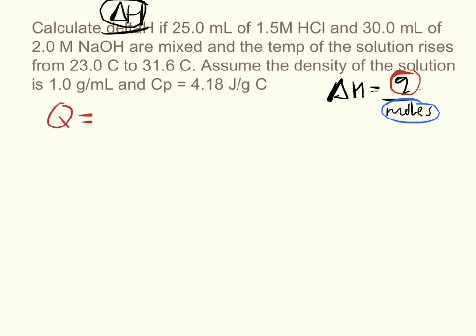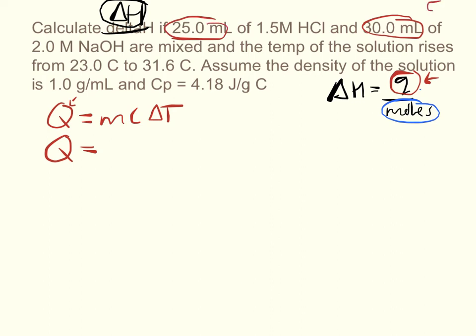Well, we know Q is equal to mc delta T, and just to be clear, there's no difference between this capital Q and this lowercase q. Same thing. Well, the mass, I'm not given any masses, but I am given the volumes, 25 milliliters and 30 milliliters. So if I'm talking about the total solution, I've got to combine those. That gives me 55 milliliters. And if I know that the density is 1 gram per milliliter, that means every milliliter has a mass of 1 gram. So therefore if I have 55 milliliters, I have 55 grams.